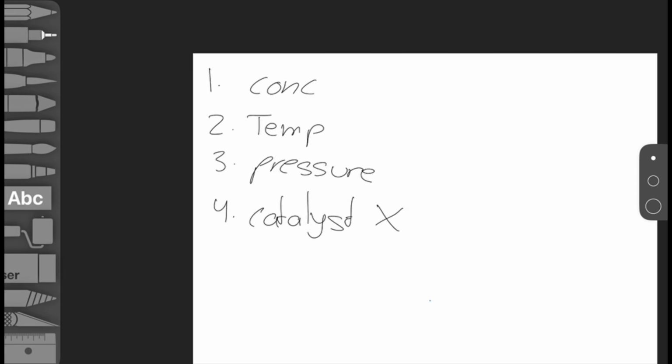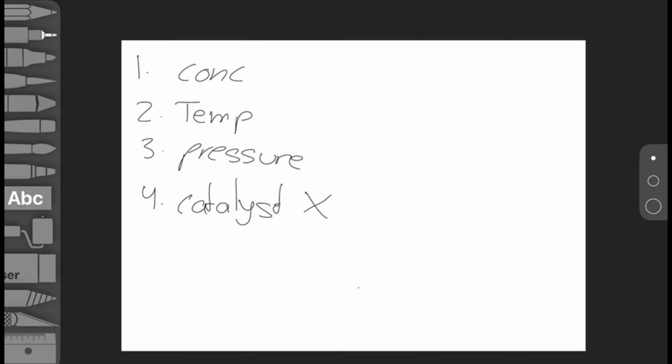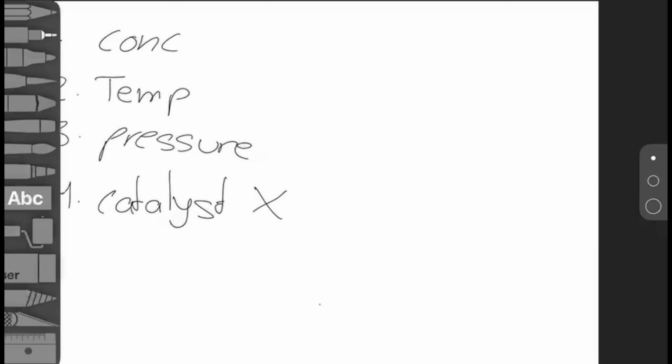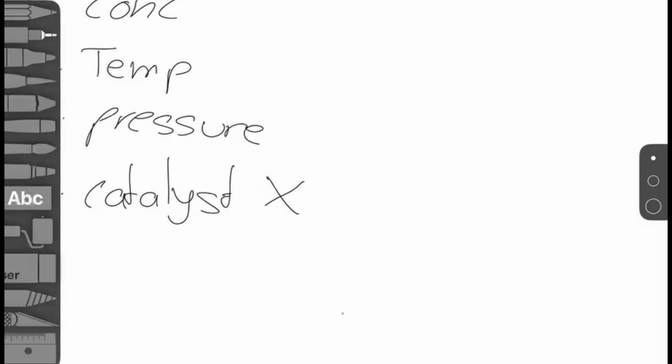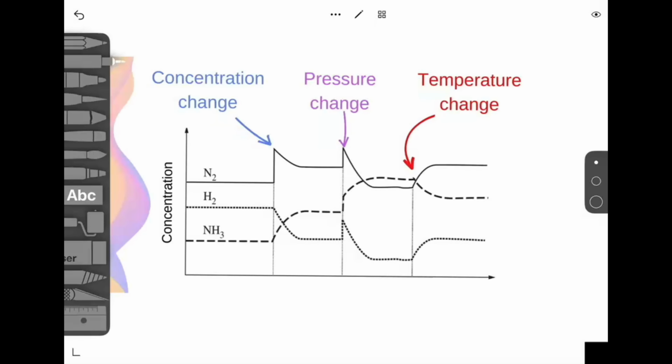So there are three factors that affect an equilibrium change. One would be concentration, temperature, and pressure. A fourth one could be catalyst, but most of the time that does not affect anything on the equilibrium graphs. So first let's talk about concentration changes.